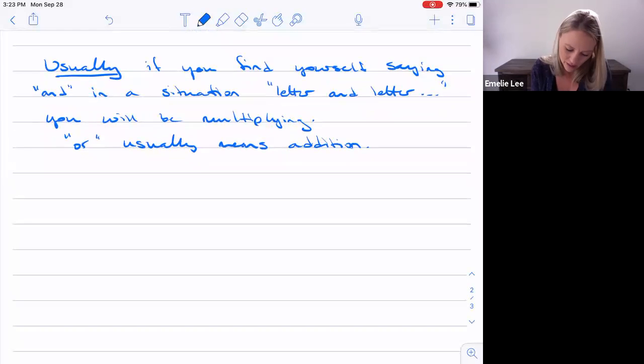Cool. So usually, it's just a kind of a quick rule of thumb. The reason I say usually is because sometimes we use and or kind of incorrectly, but for the most part, if you just kind of take a step back and say, okay, well, this has to happen, and this has to happen, and this has to happen, then you're going to be multiplying those possibilities. Okay.